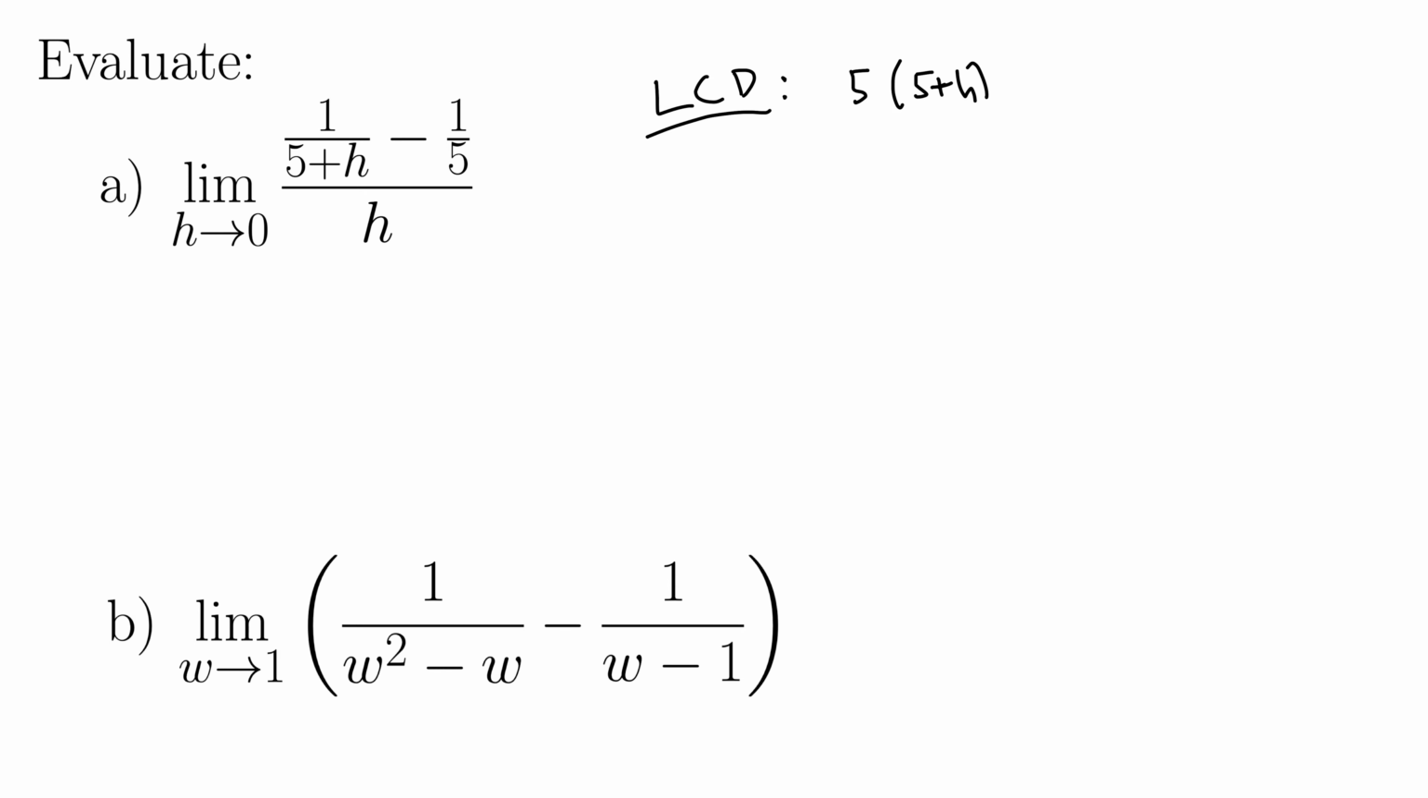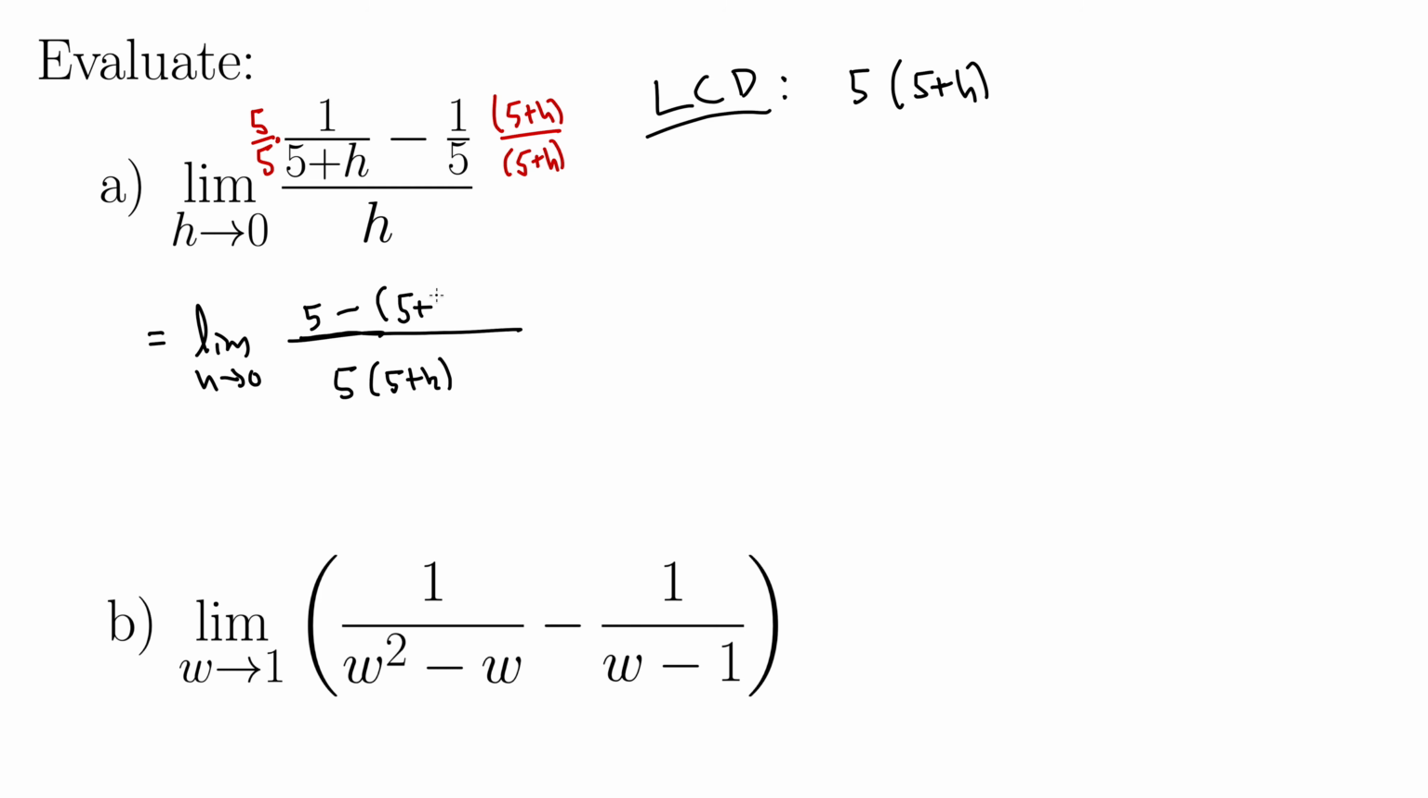Okay, so what that means is we need to multiply 1 over 5 plus h by 5 over 5. Okay, and then 1/5 by 5 plus h over 5 plus h. Okay, so what does that give us? We now have the limit as h goes to 0. Yes, you need to write that every time. I know it's somewhat cumbersome. 5 over, well, we'll just have a single denominator here. So we have 5 times 5 plus h. And then 5 times 1 is 5 minus parentheses 5 plus h. And now this is all over h.